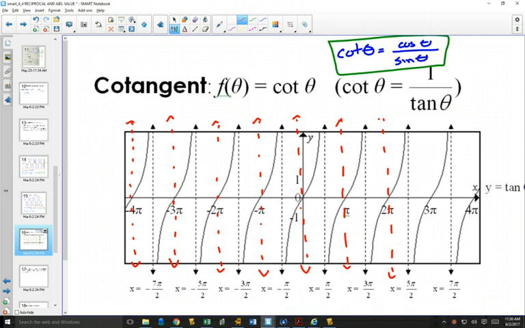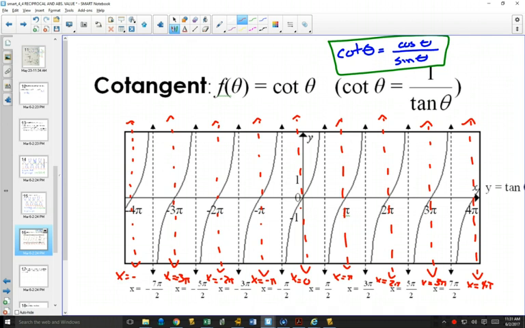And this one is going to get very full looking very quickly. And all of these equations for these asymptotes are the same equations of the x-intercepts of sine, because that's what we're dividing by. Cos over sine, we're dividing by sine. And so all of these x-intercepts of sine are also the x-intercepts of tan, and they all become vertical asymptotes.